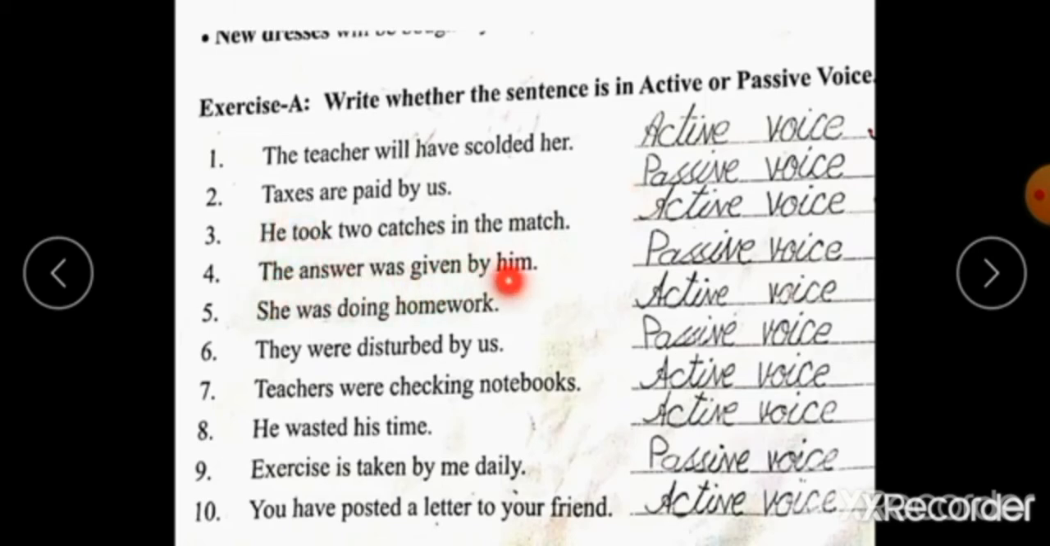The answer was given by him. By is a clue for us. It is passive voice. She was doing homework. Active voice. They were disturbed by us. Passive voice. Teachers were checking notebooks. Active voice. He wasted his time. Active voice. Exercise is taken by me daily. Passive voice. You have posted a letter to your friend. Active voice.